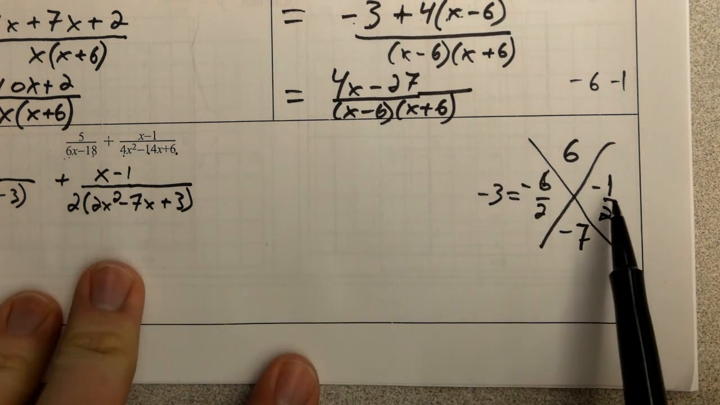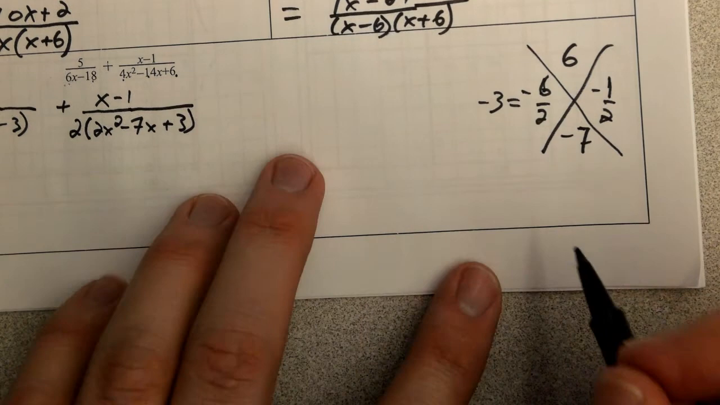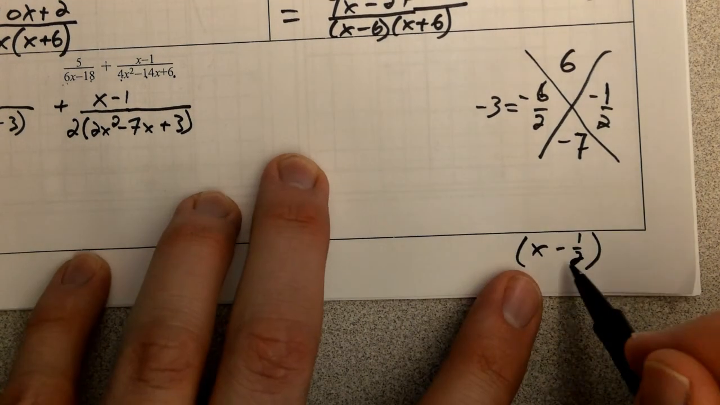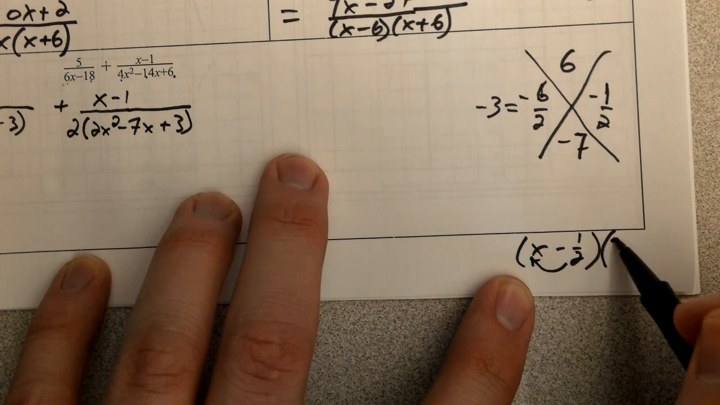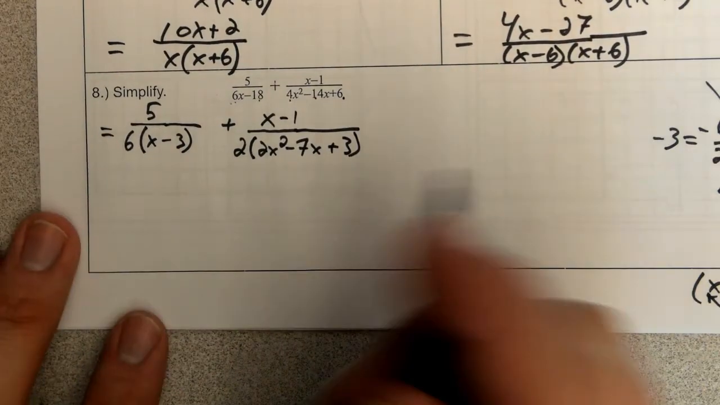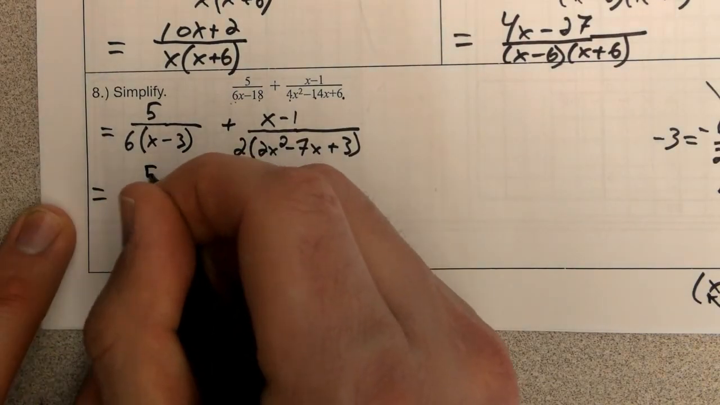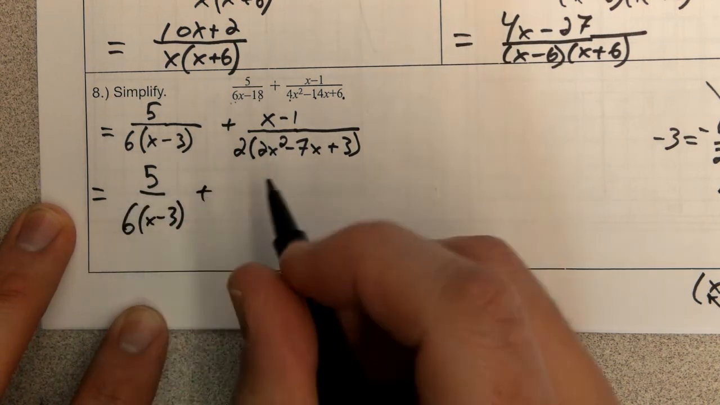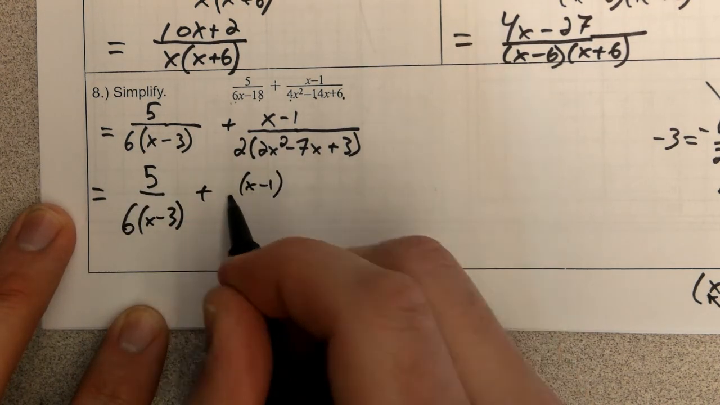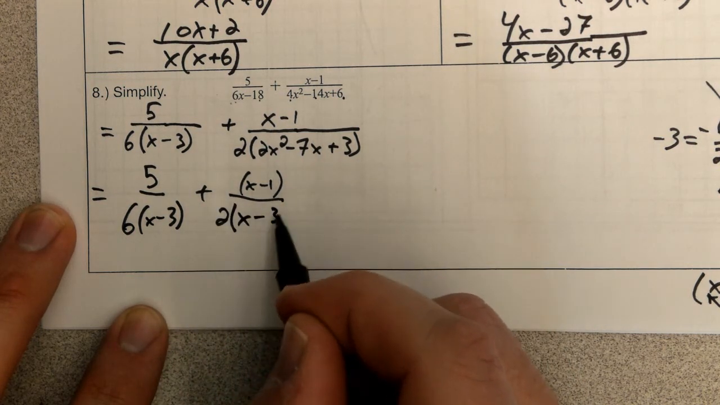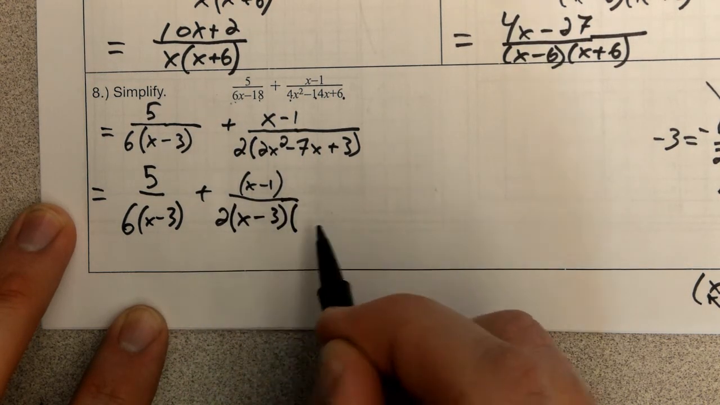And then remember that if you have a fraction, so I'll write this out down here. If I have x minus 1/2 as a factor, I kick the 2 out in front of it, and that factor is actually 2x minus 1. Okay, so that's how this breaks up. It's going to be 5 over 6 times x minus 3 plus x minus 1 divided by 2 times x minus 3 times 2x minus 1.